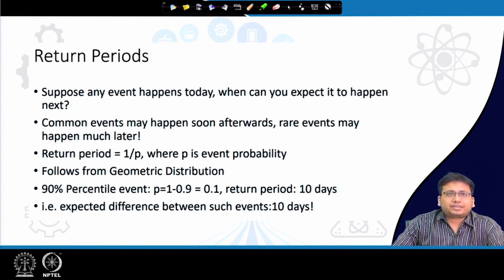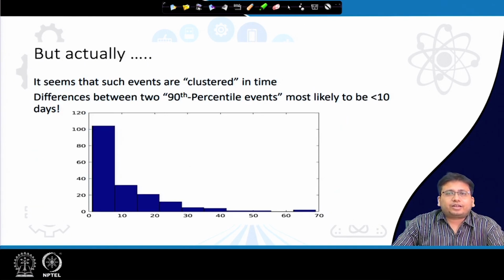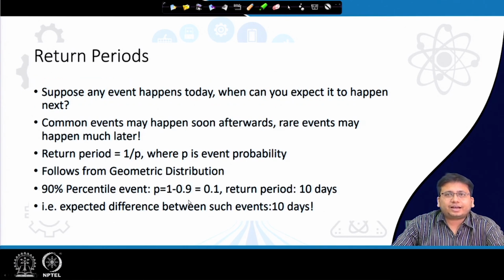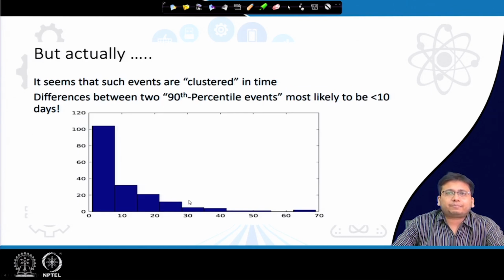However, this kind of a thing actually does not happen. What happens is that extreme events are often clustered in time, and the difference between two 90th percentile events is most likely not going to be 10 days as was calculated here, but can be much smaller. Here is a histogram of the difference between successive 90th percentile events.